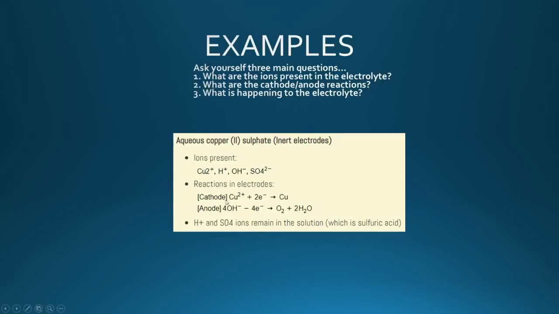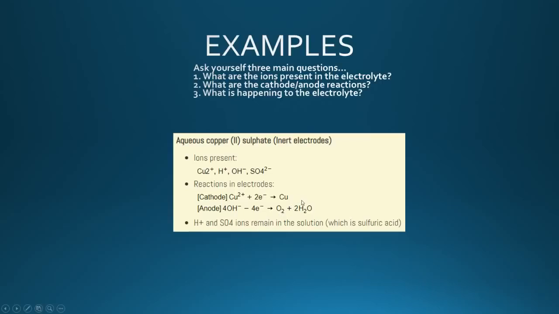So, aqueous copper sulfate with inert electrodes. In this specific example, you have these 4 ions being present. At the cathode, you actually get copper being discharged rather than hydrogen ions. So you'll find copper being made. Again, that's because the copper ions have a greater tendency to discharge itself, and you can find that on the electrochemical series as before. At the anode, you'll find the hydroxide ions forming oxygen there.